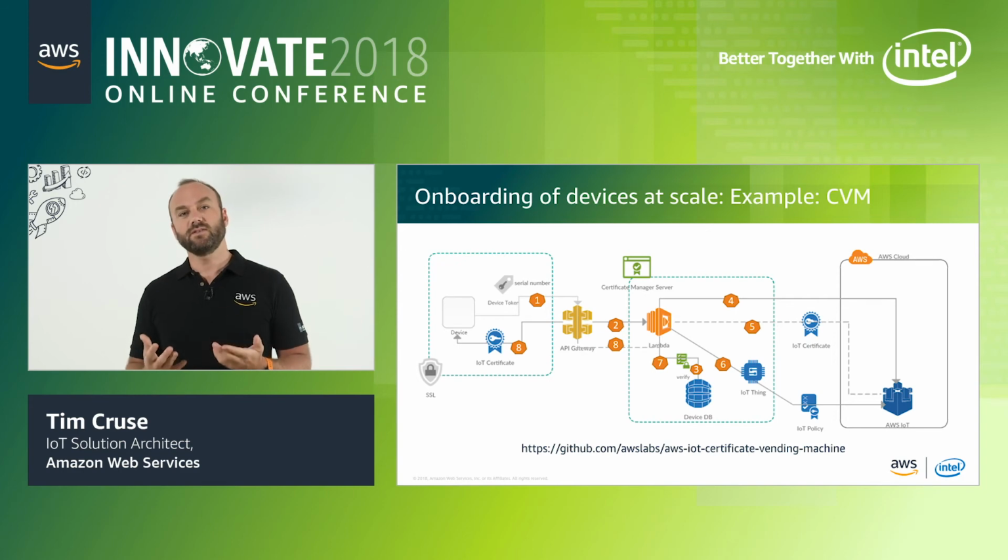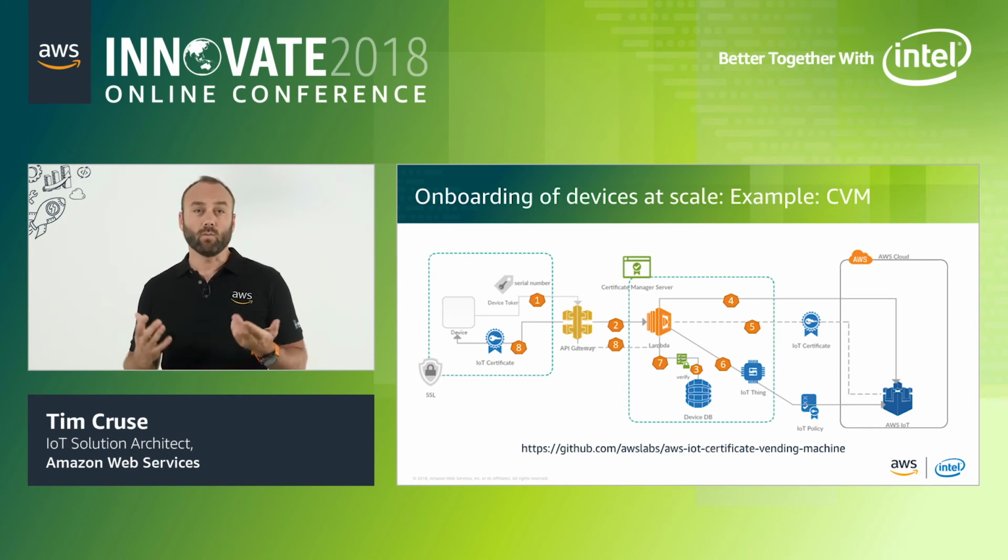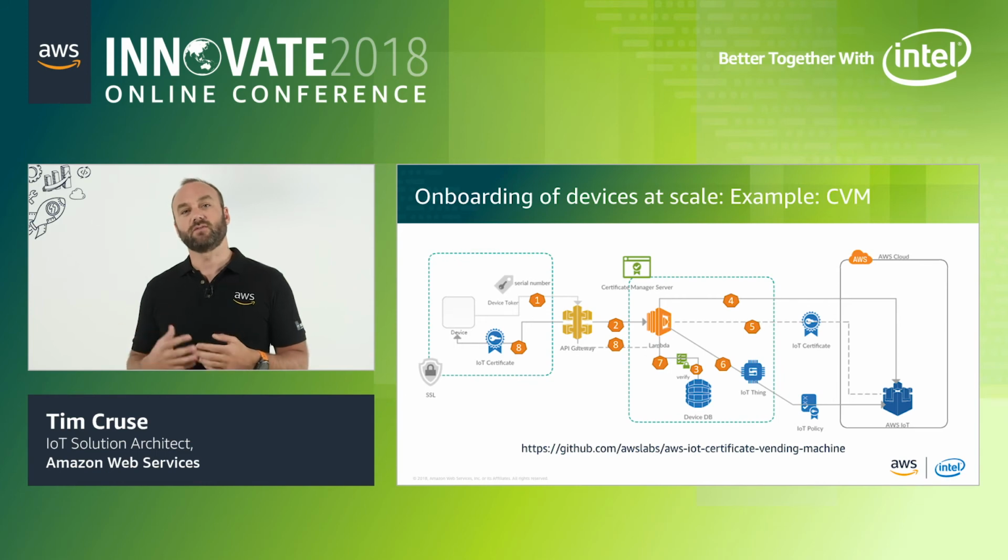Once your device receives the certificate, it can then make its first connection with AWS IoT Core, where you can implement one of the three previous strategies. The certificate vending machine is available on our GitHub account for you to use today.